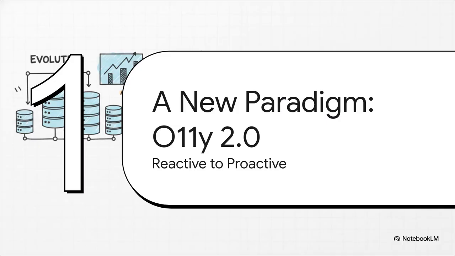So, what's the solution? Well, it's not just some patch or a quick fix. It's a complete architectural and philosophical reset. So let's get into it. Observability 2.0, which is all about making that shift from reactive chaos to proactive clarity.